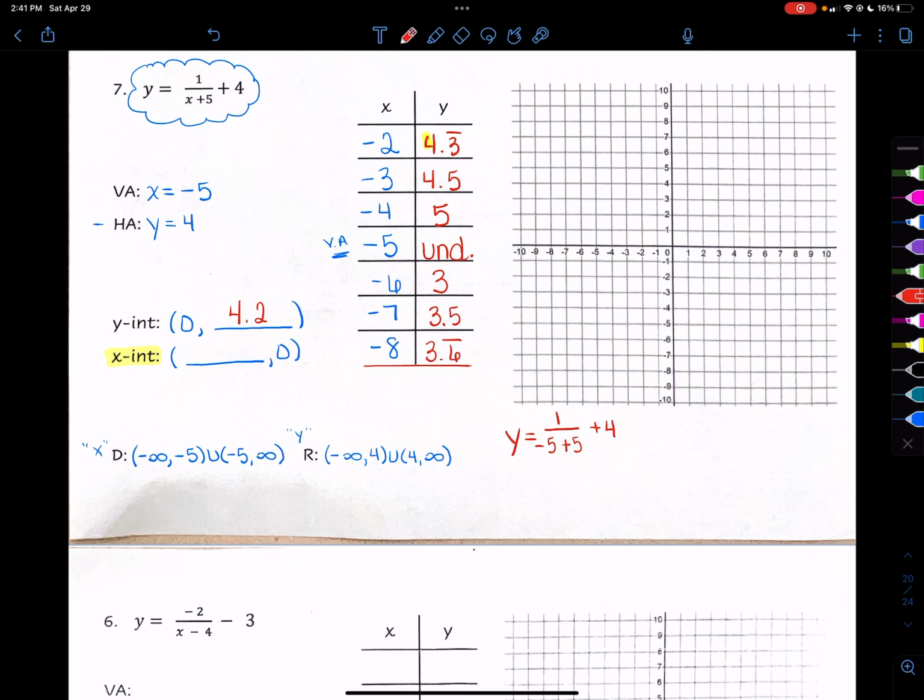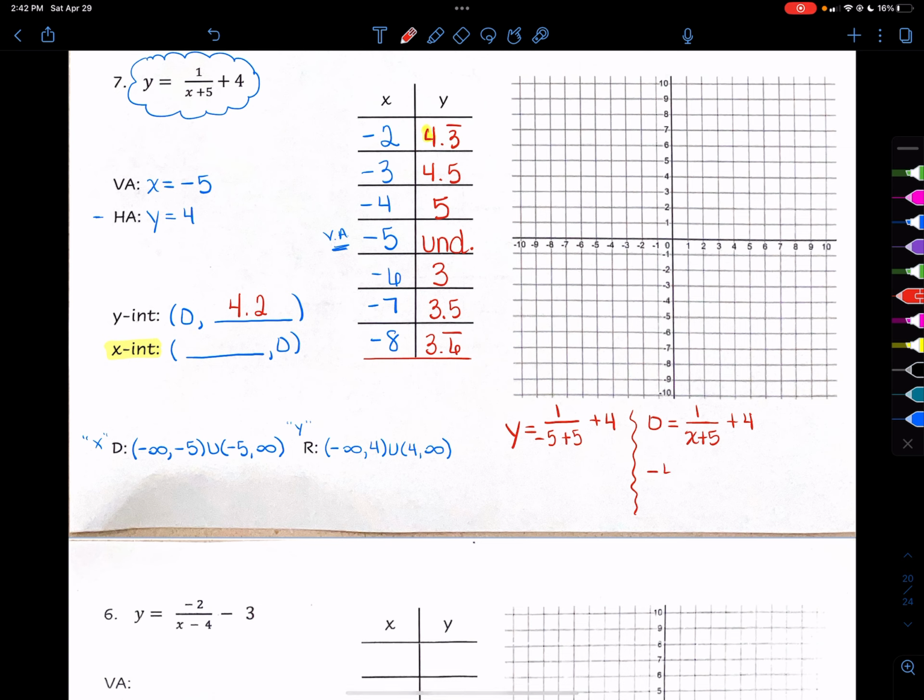Okay, the x-intercept. The x-intercept is what's going to take us some steps to find. Can't just easily figure that one out without doing some work. So let's go ahead and do that over here. For y, we're going to replace it with 0. We've got 0 is equal to 1 over x plus 5, plus 4. Subtract 4 from both sides so that we have -4 is equal to 1 over x plus 5.